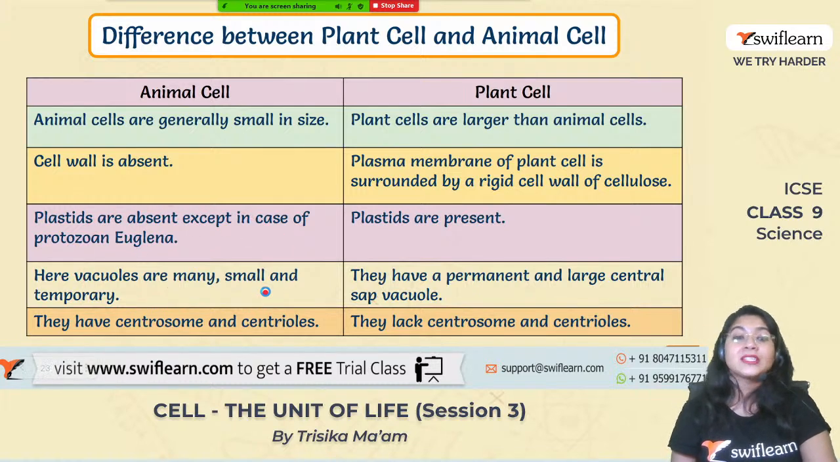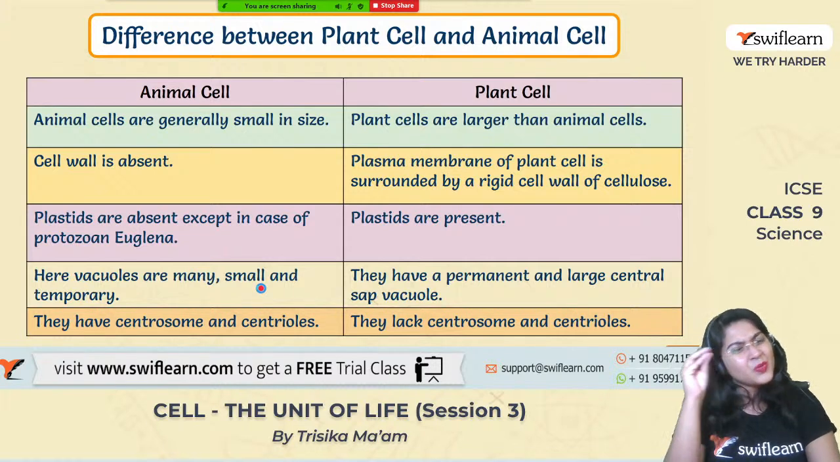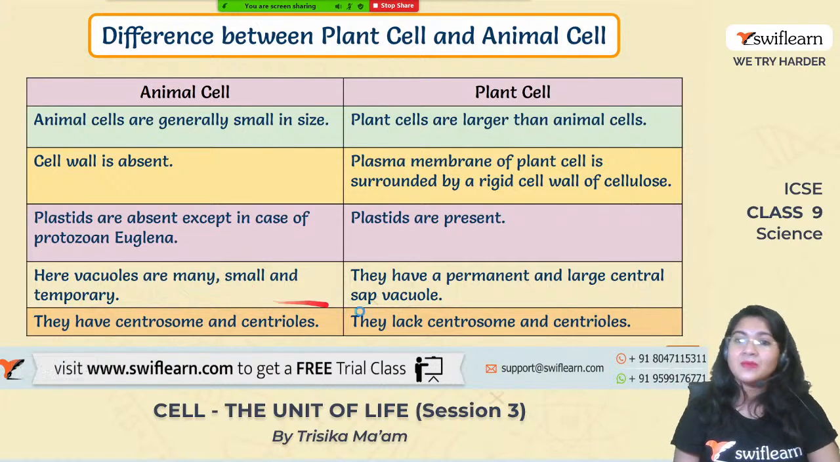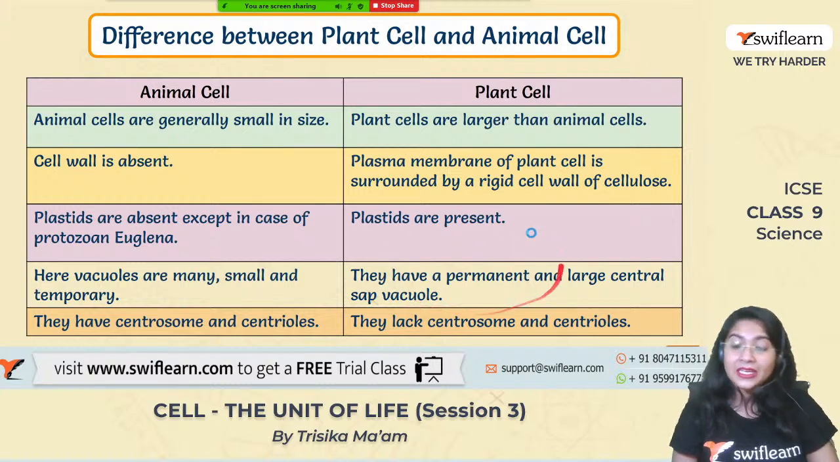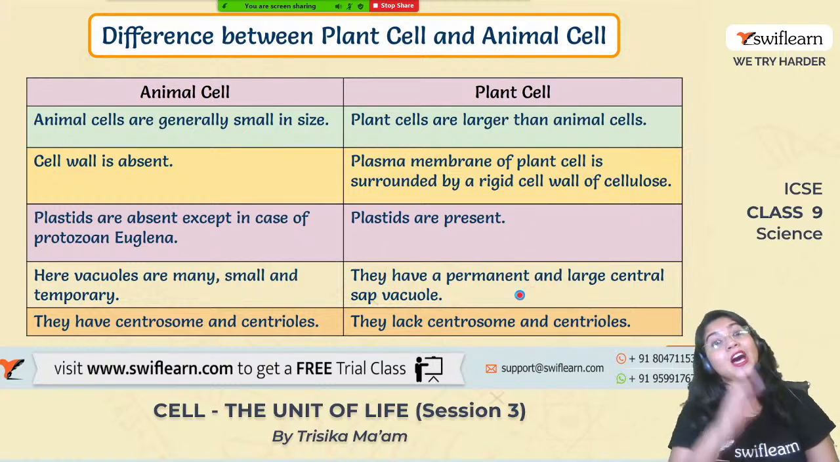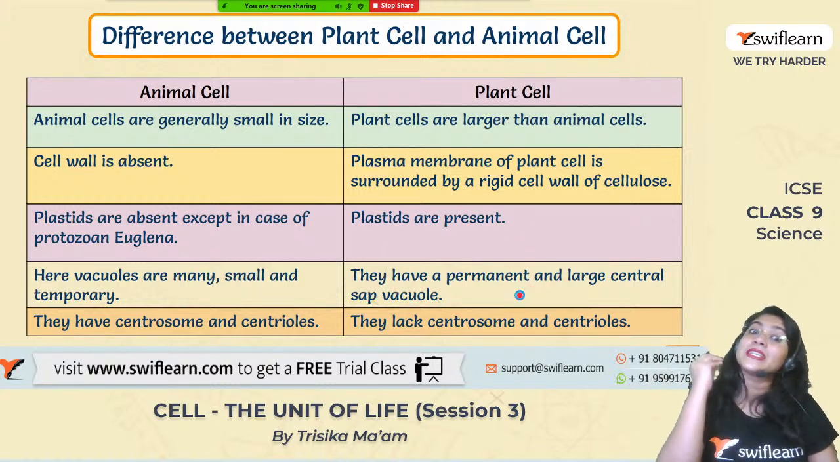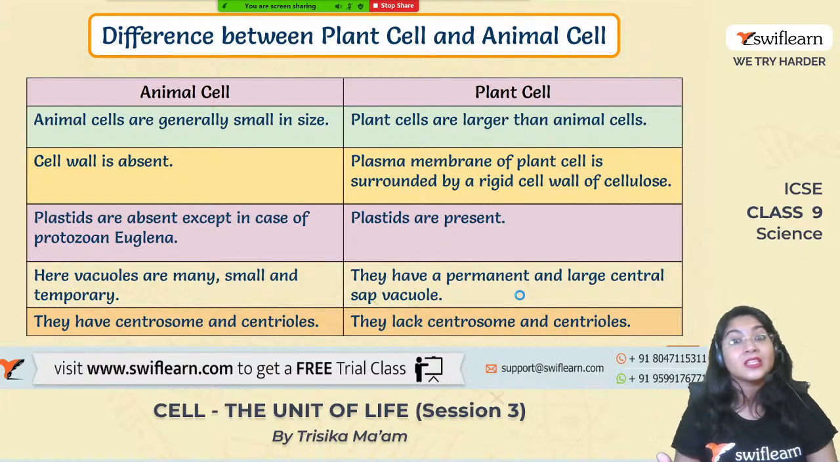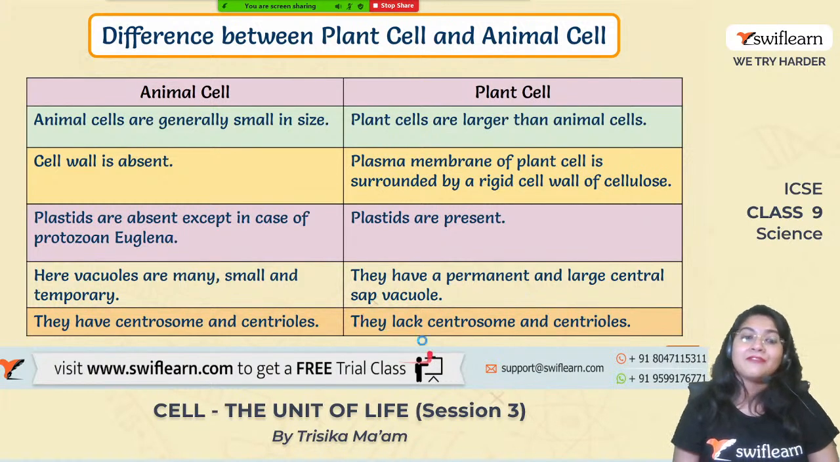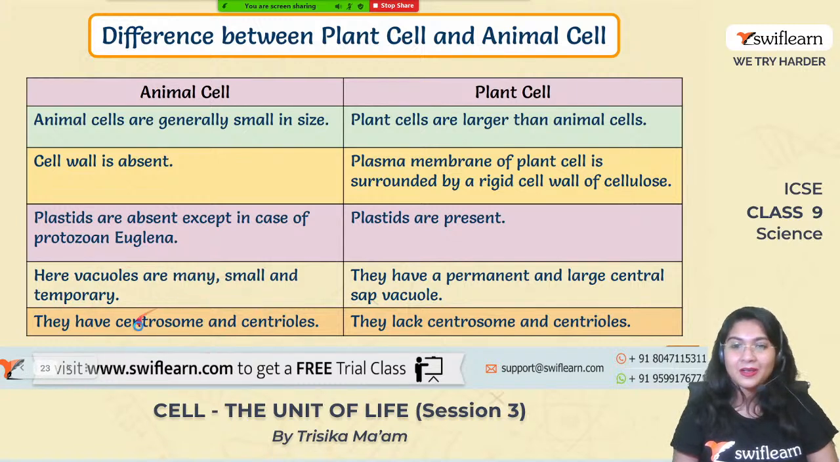Now the vacuoles are many, and very small temporary vacuoles are present in the animal cells, as I have already said. But in case of the plant cell, vacuoles are large and permanent. Sometimes they take 90% of the cell's volume, right? And finally they have centrosomes and centrioles in case of the animal cell, but this is not at all present in case of the plant cell.